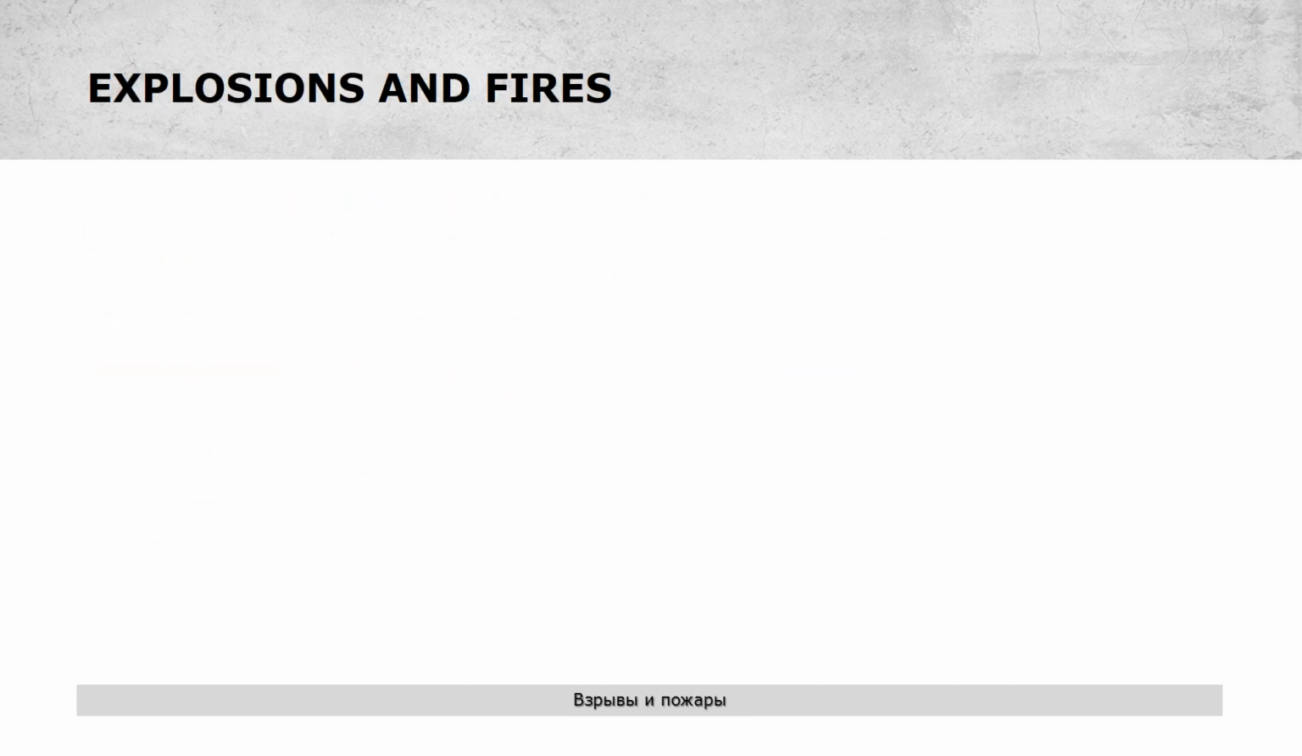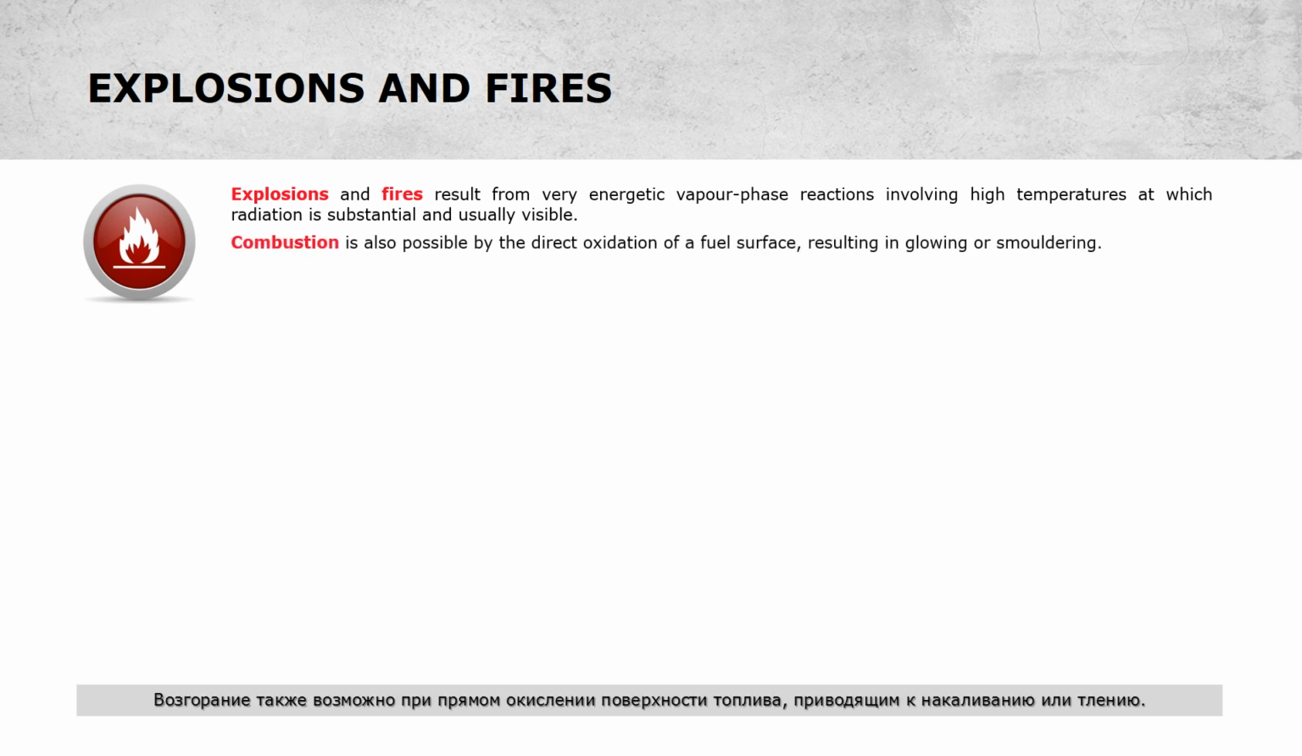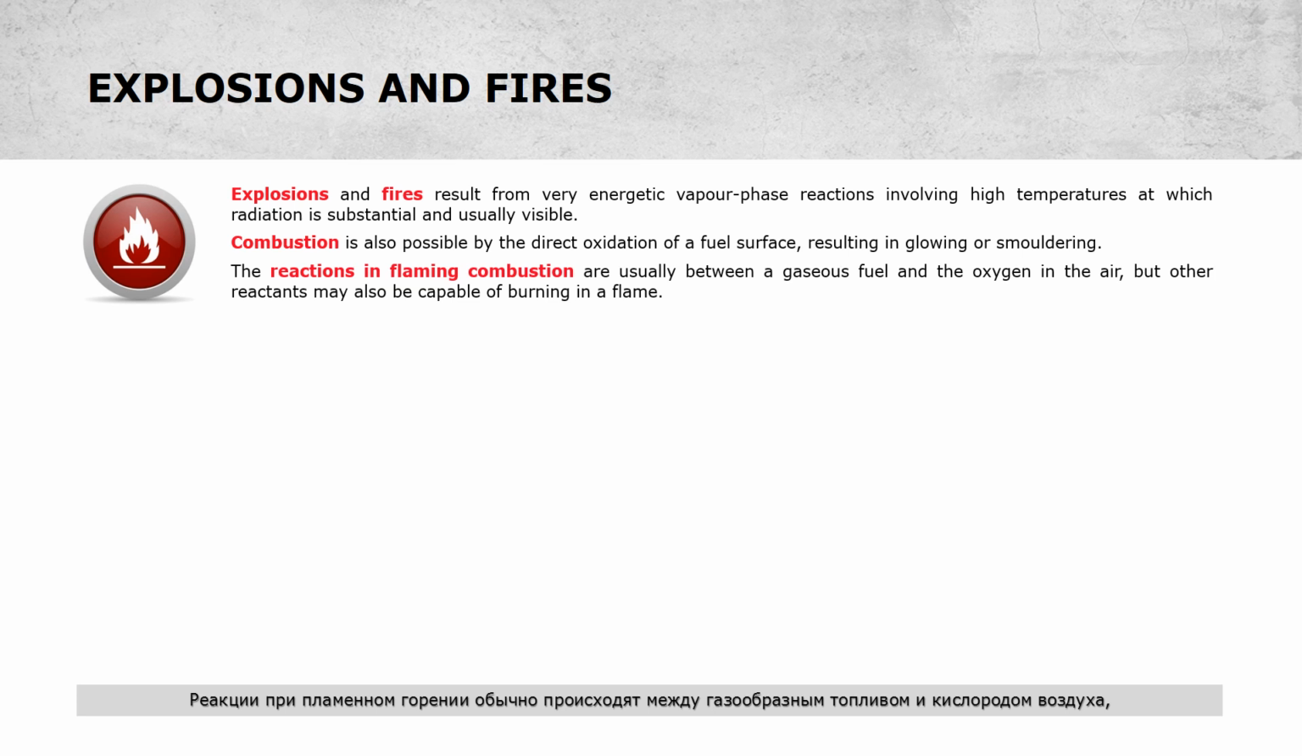Explosions and fires. Explosions and fires result from very energetic vapor phase reactions involving high temperatures at which radiation is substantial and usually visible. Combustion is also possible by the direct oxidation of a fuel surface, resulting in glowing or smoldering. The reactions in flaming combustion are usually between a gaseous fuel and the oxygen in the air, but other reactants may also be capable of burning in a flame.